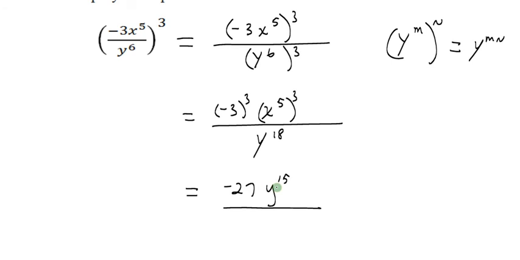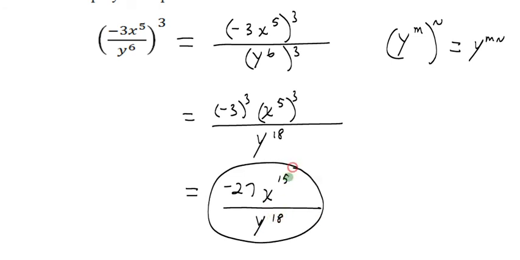So the numerator is -27. Oops, I said y, but I meant x. I have to keep track of those variables. x^5 cubed is x^15, and in the denominator, y^18. So that's this problem simplified.